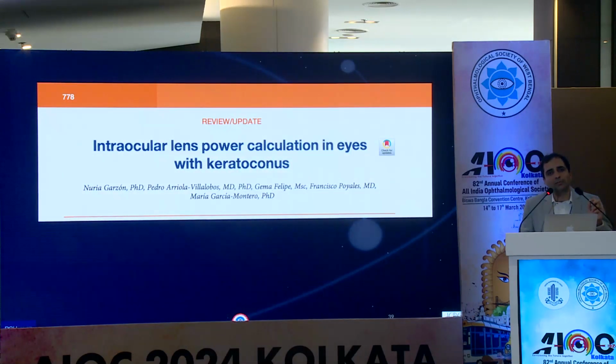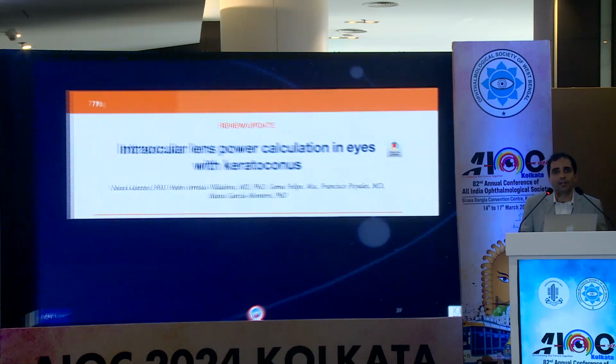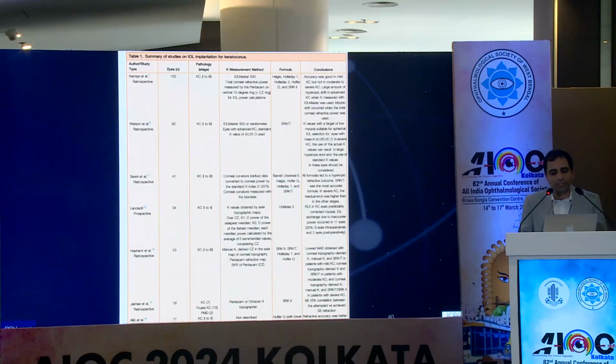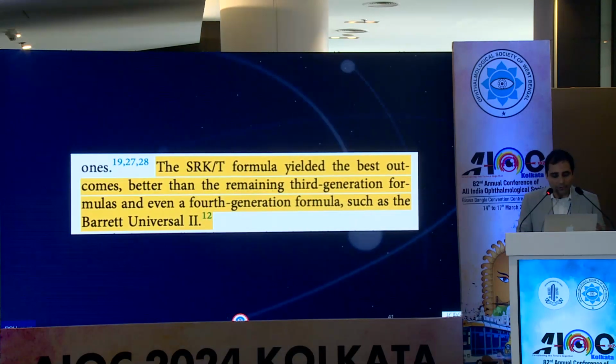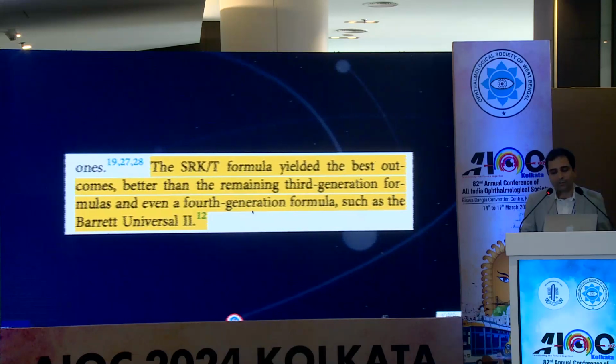There are now a number of publications coming up. I'm just sharing one of them, which is a review that compares the different IOL power calculation formulas in keratoconus. Unfortunately, all of them give different answers. Most of the studies have shown that in keratoconus, the SRK-T yielded the best outcomes, even better than the third generation formulas and the Barrett Universal 2. That's probably because it uses the least number of parameters for IOL power calculation.